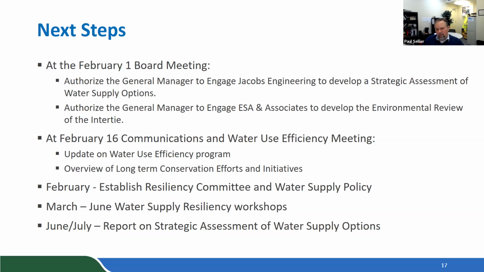And then in sort of March through June, I talked about we'll be setting up these water supply resiliency workshops to engage with the public. And then by June, July timeframe, we should have that report on strategic assessment of our water supply options. At that point, hopefully there'll be enough information for the board to arrive at what the best either single option or suite of water supply options would be. And so that concludes the update and the presentation this evening.